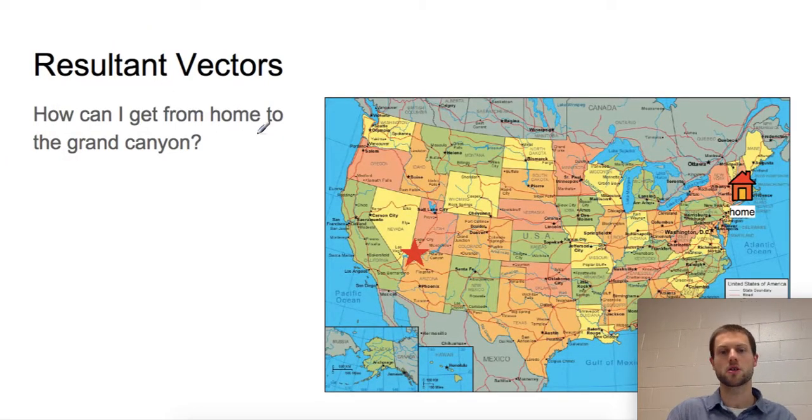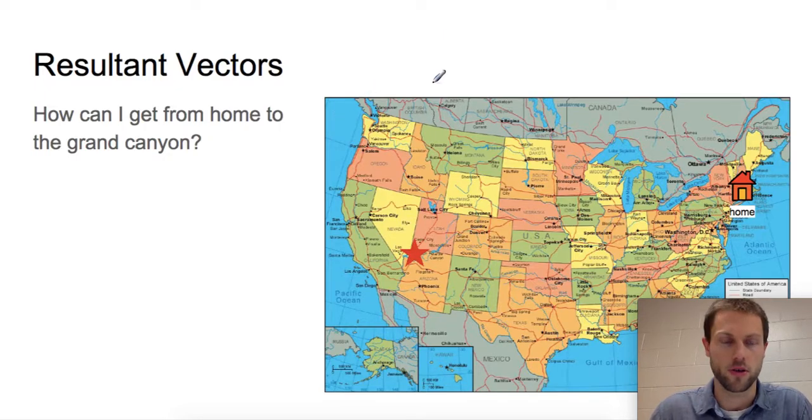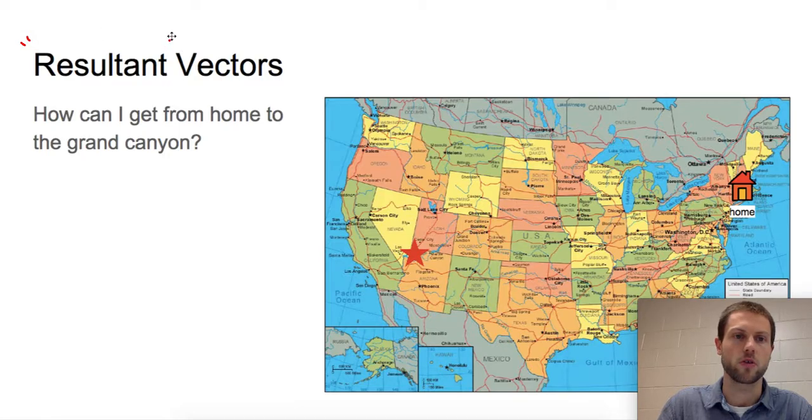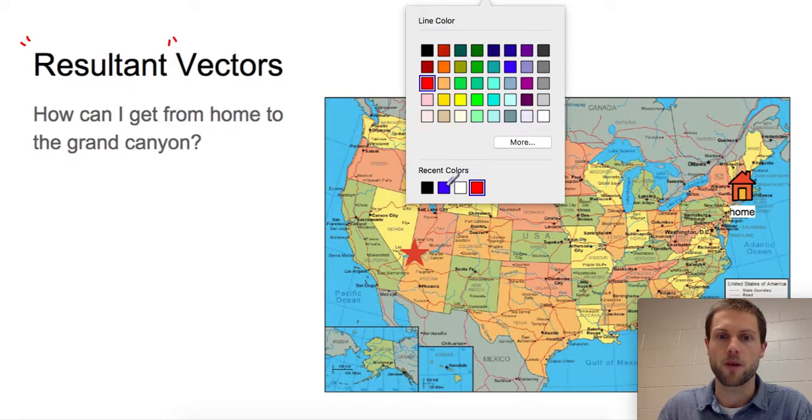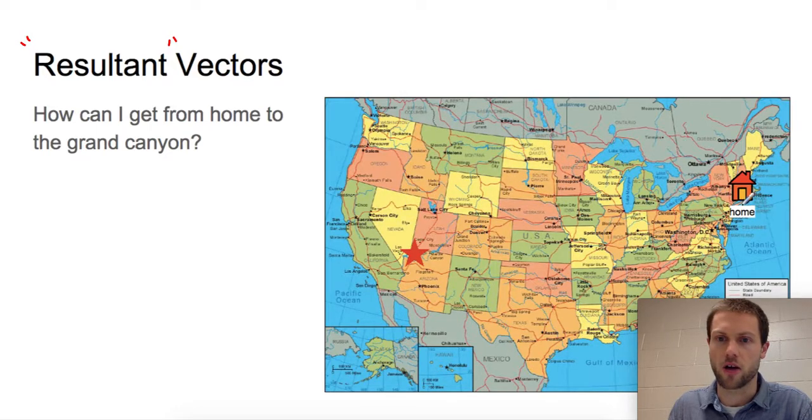Again, here's just another thought experiment or example to think about vectors. We have this thing called resultant vectors. We're going to talk about that through this video. And let's think about if I were to start at my house and I want to go to the Grand Canyon, and we're flying or driving, you can get there a number of different ways. Let's say that I start my trip with a flight to Chicago, and then I take a flight from Chicago to the Grand Canyon. That's one way I can get there.